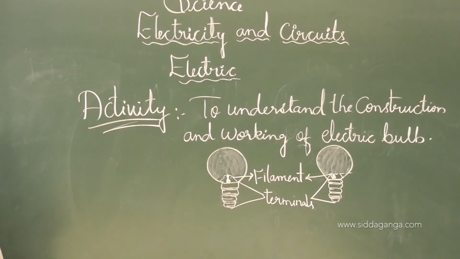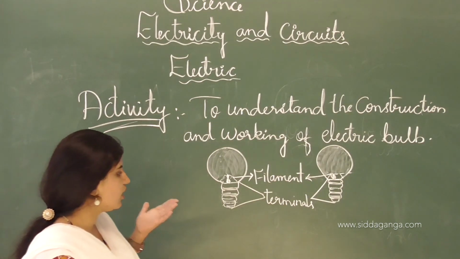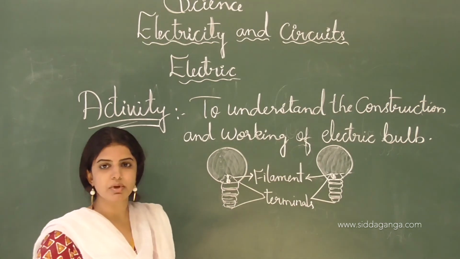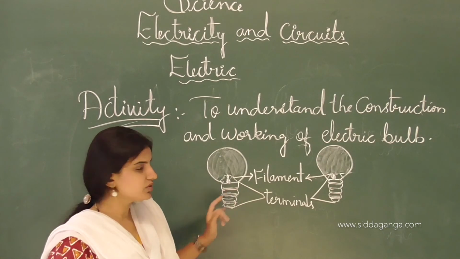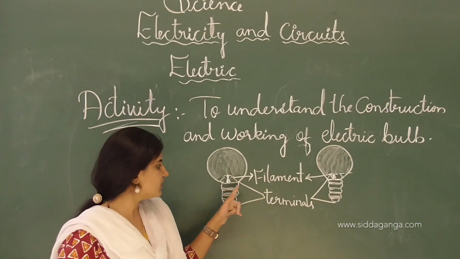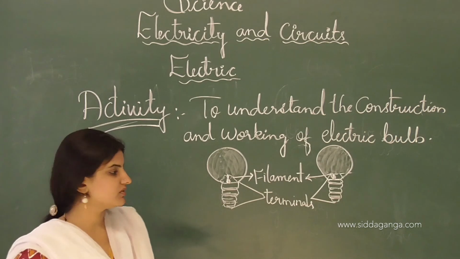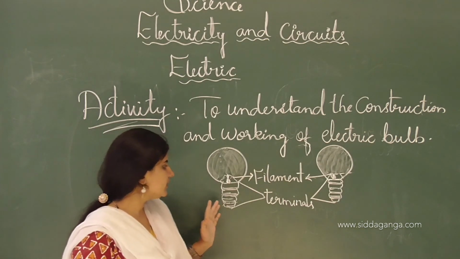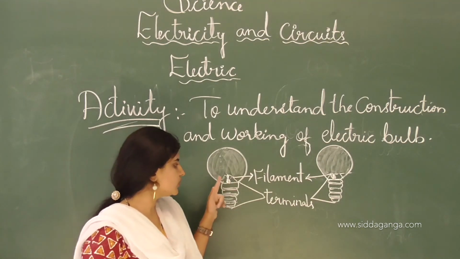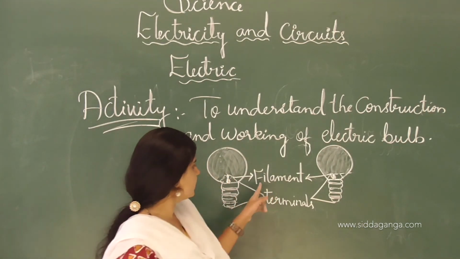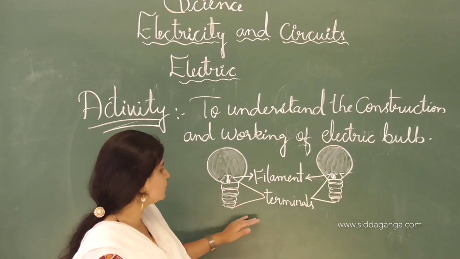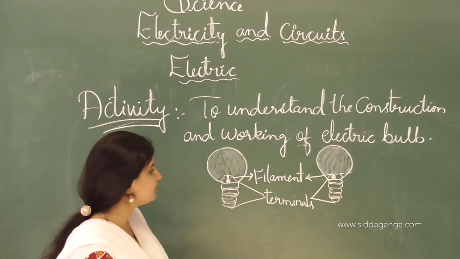See here, to understand the construction and working of the electric bulb in a torch. As I told you, the electric bulb has two terminals, the positive as well as the negative terminal, and these two wires are connected to the filament. This one is the filament, and I have written here that these two terminals and the filament will be present.